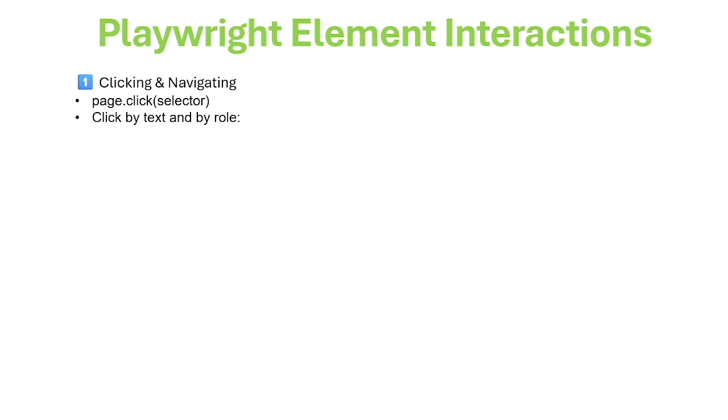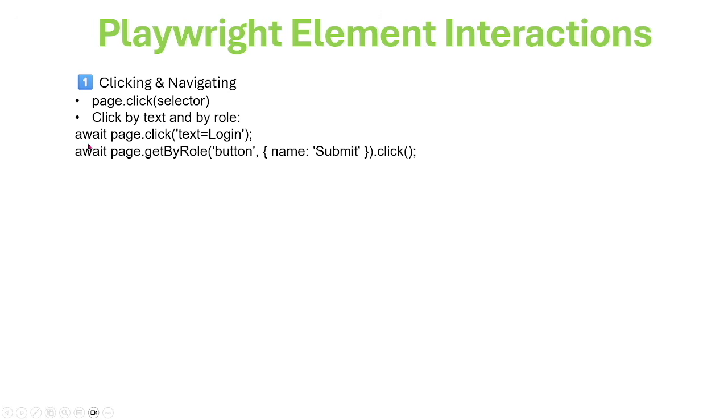Clicking and navigating. Page click, this is a web element. Click by text or by role. This code: await page click, this is a text equal login. Await page get by role, this is a button, the button has the name submit, and click this button.